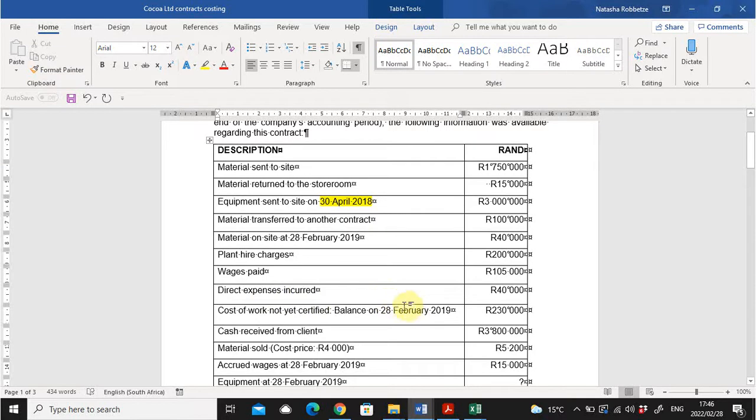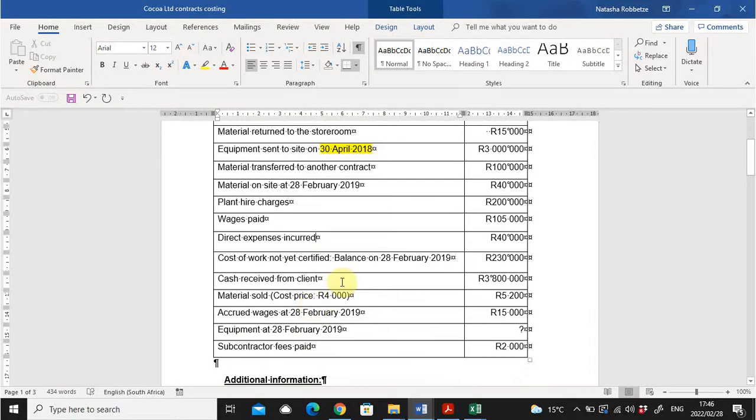Then there's a balance on 28 February 2019 for work not yet certified. There's some cash that was received from the client. There was some material that was sold. It had a cost price of 4,000, a selling price of 5,200. There's accrued wages at the end of the year. Then they ask you what is the equipment value at the end of the year. And then there's also a subcontractor fee.